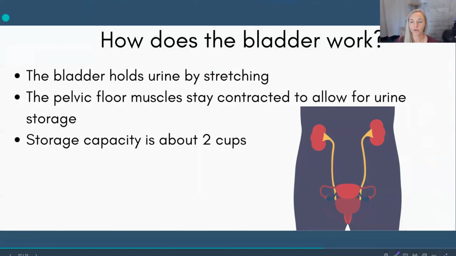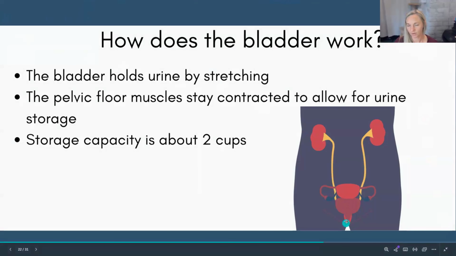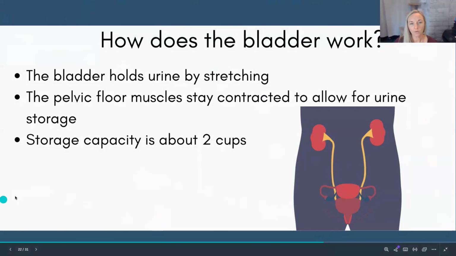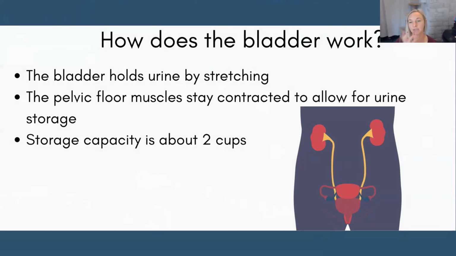Briefly, we're going to go over bladder function and how the bladder works. We've got the kidneys, the ureter that comes down here into the bladder, and then the urethra. And this is an AFAB, assigned female at birth. We've got the uterus and the fallopian tubes and the ovaries here. The bladder holds urine by stretching, and the pelvic floor muscles stay contracted to allow for that urine storage.